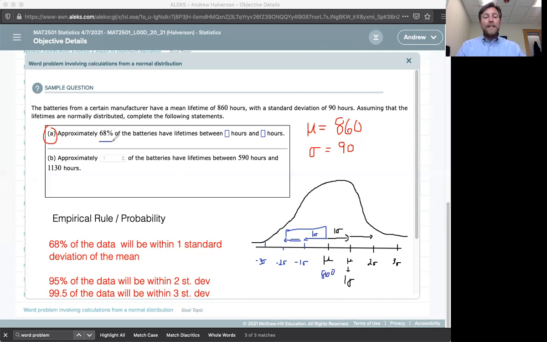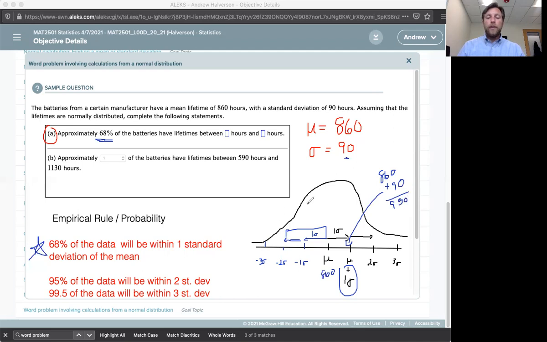We know we want 68% of the data, so that means we want 1 standard deviation to the left and 1 standard deviation to the right. So 1 standard deviation to the right is found by adding the standard deviation. Well, the standard deviation is 90. So this value right here is 860 plus 90, which is what, 950.